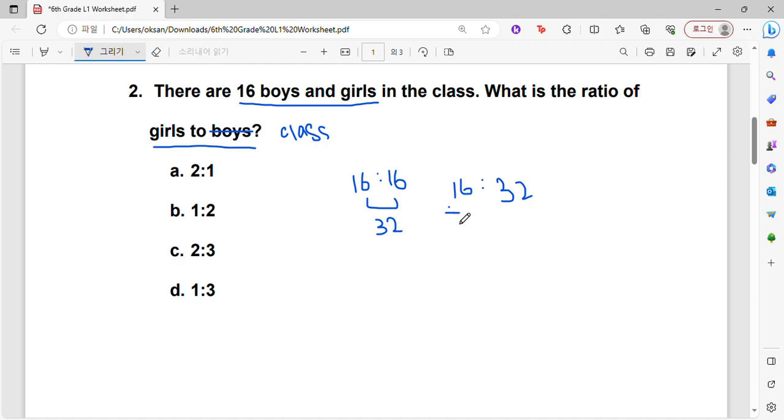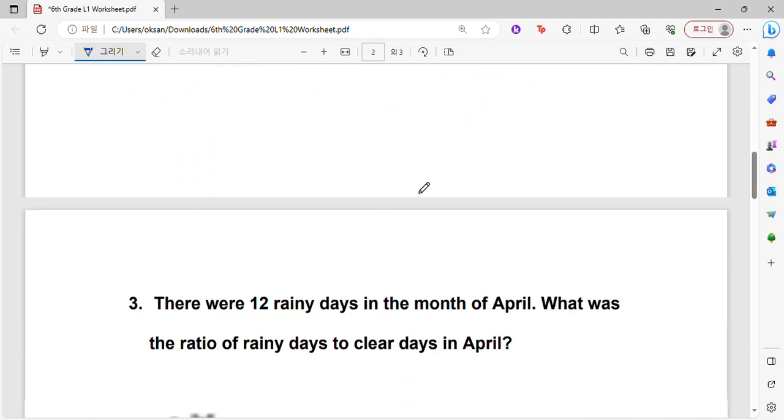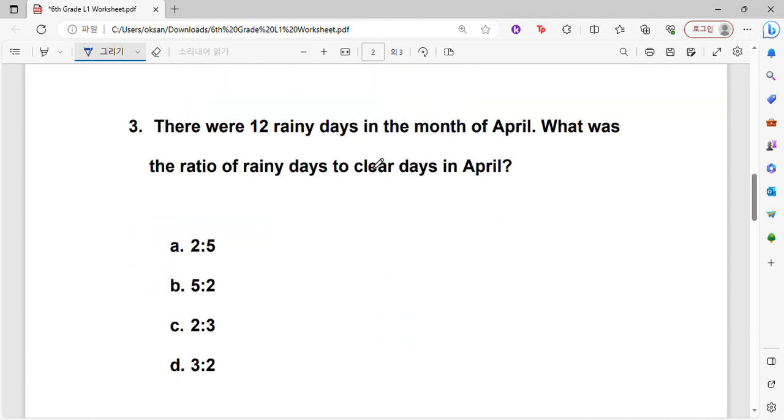This can be simplified by dividing 16 on both sides, which would give us 1 to 2. So B would be the answer. Number 3, there were 12 rainy days in the month of April. What was the ratio of rainy days to clear days in April?